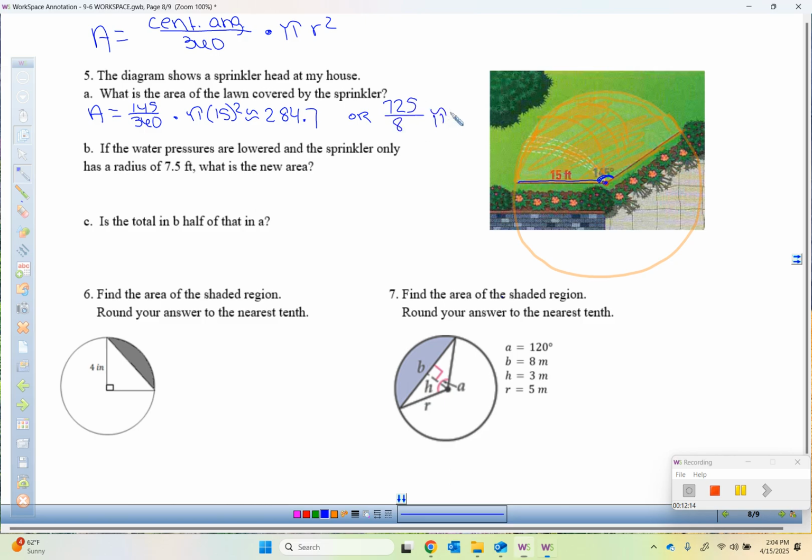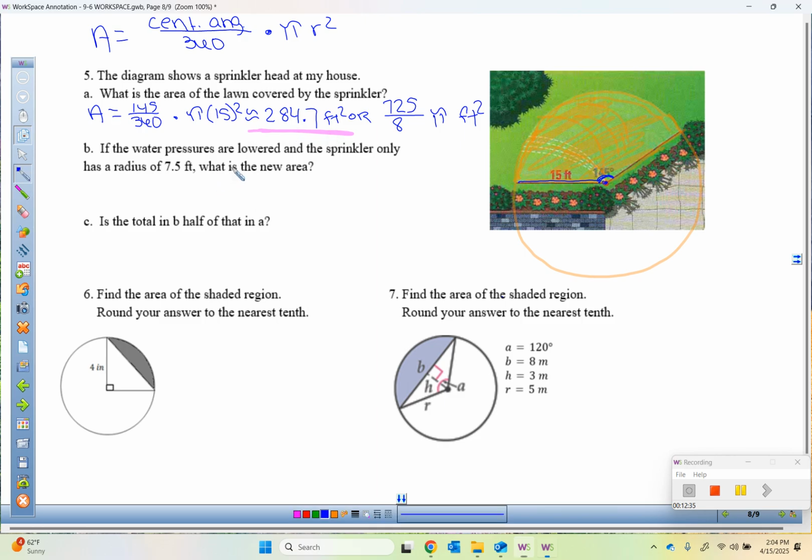725 over 8 pi. And this would be our feet squared. Now let's think about this. If we were actually wanting to know the area in our yard, what would make more sense for us to think about? This feet squared or this feet squared? This one? Yeah, it would, wouldn't it?